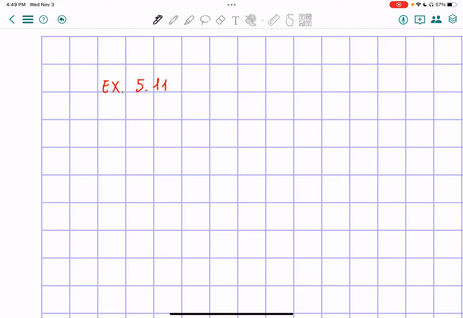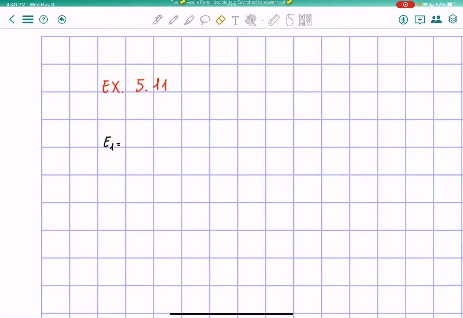In problem 5.11, we are told that there's a particle, or mass, at two different positions, x1 and x2, and the speed, respectively, v1 and v2. Now, the mass is m for this mass. Now, we can say that the energy at these 2 points will be equal to the kinetic energy plus the potential energy.